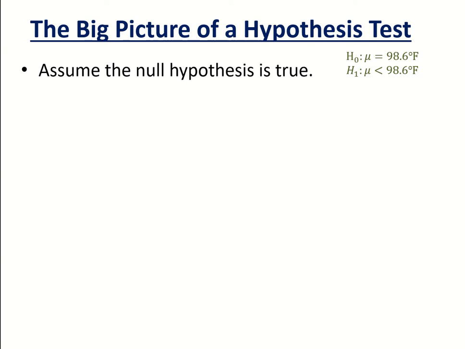Usually we want to prove, or we want to show, the alternative hypothesis is true. But before we reach that goal, first step, we want to assume the null hypothesis is true. The one with the equal sign is true. Okay, so assume mu is equal to 98.6 degrees Fahrenheit.